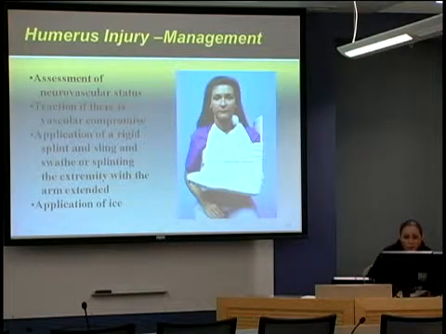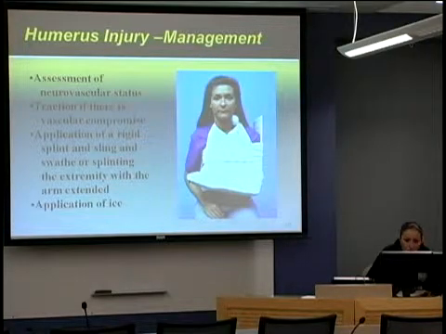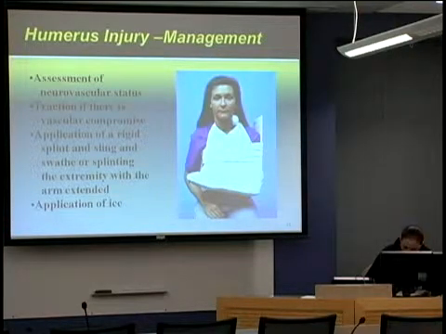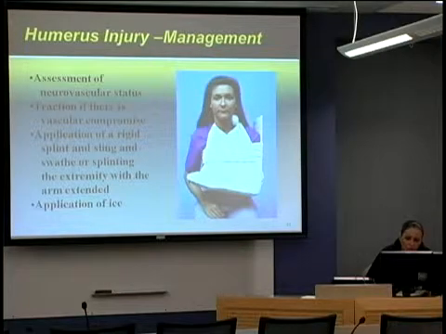Management of humeral injury is, again, first of all, an assessment of the neurovascular status. You would want to apply traction if there is a vascular compromise. Application of the rigid splint and sling and swathe, or splinting the extremity with the arm extended, and of course the application of the ice that will reduce the swelling.